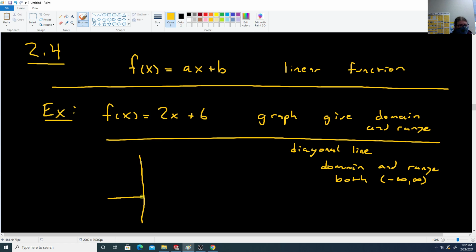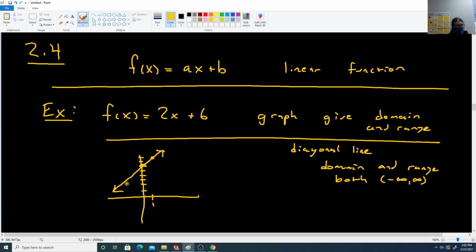To plot the graph, we're just going to get 2 points and then graph the line based off of that. So I'm going to choose x is 0. If x is 0, 2 times 0 is 0, plus 6 gives me back 6. And then if x is 1, I'm going to use 1 for my second x value. 2 times 1 is 2, 2 plus 6 is 8. So I'll have a point up here at 1, 8. And if I just connect the dots between the 2 points, that will be the graph of my line.